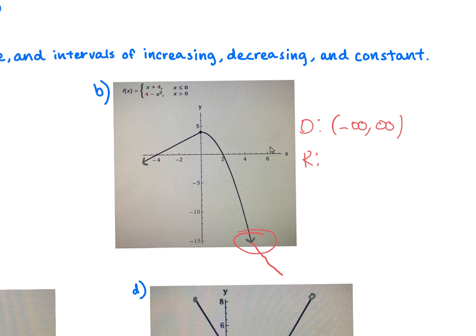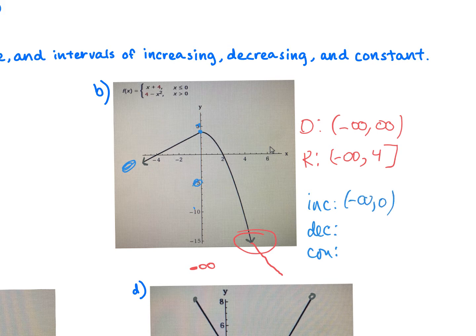So for range, I start down here at -infinity. What's the highest that I go to? 5. Say it's not on 5? Oh, 4. Okay, that's fine. -infinity to 4. Now, increase, decrease, constant. What's going on from over here to here? -infinity to 0. Perfect. I'm just looking at the x-axis, so we're going upwards.